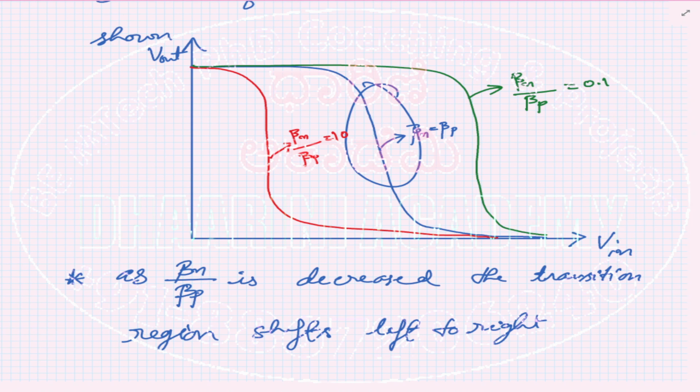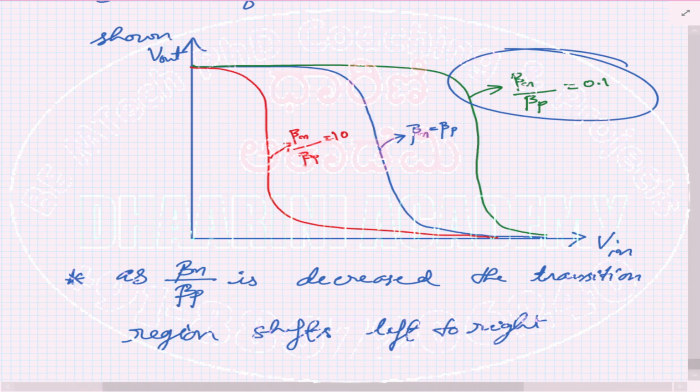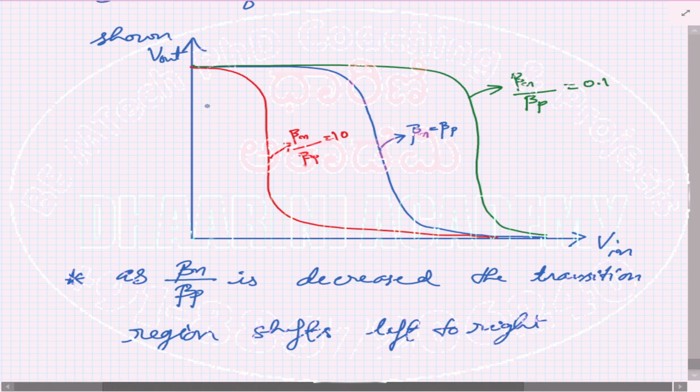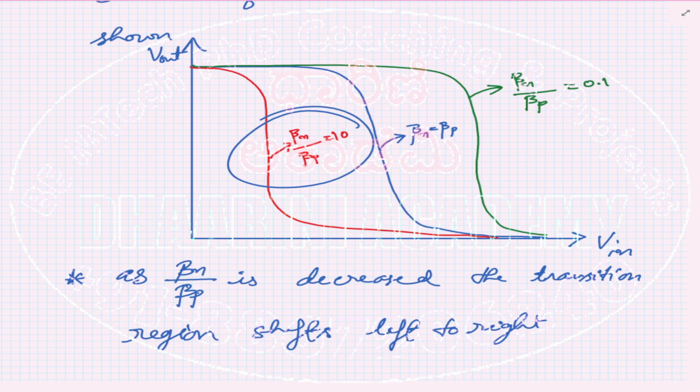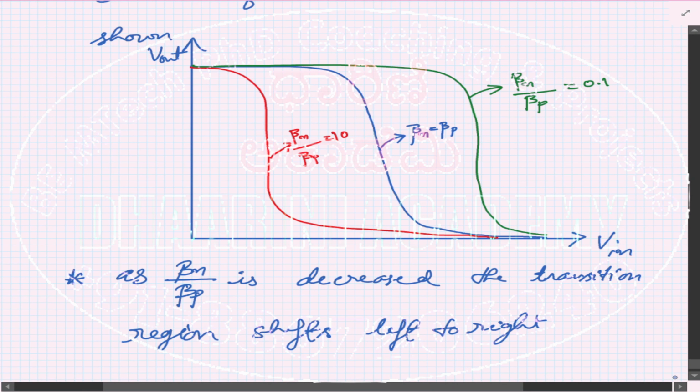The W by L ratio of an NMOSFET is lesser than the W by L ratio of a PMOSFET. The PMOSFET is bigger, bulkier compared to the NMOSFET. That is what this condition is. At the same time, if the NMOSFET is bigger and the PMOSFET is smaller, then this is the result, the red colored graph. You just have to remember this, that's all. It shifts from left to right.